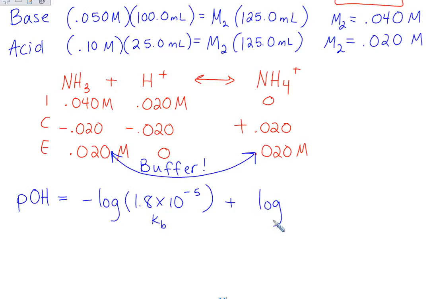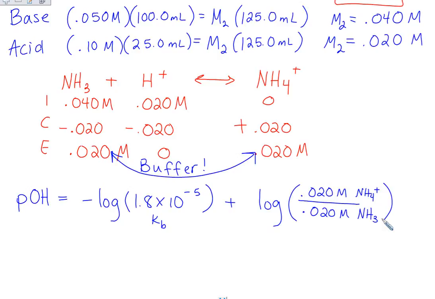It's always the log of the charged particle over the neutral particle, the conjugate over the original acid or base. In this case, we don't really care because they're the same. They're both 0.02. Technically, this would be the NH4, and this would be the 0.020 molar NH3. So it's always the charged particle over the neutral particle, which they kind of show you in the AP packet when they give you the acidic version. It's really similar if your buffer is a base. You'll just be using the Kb, and that'll give you the pOH.